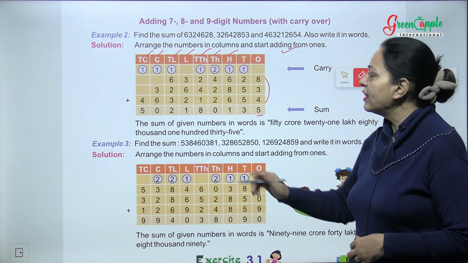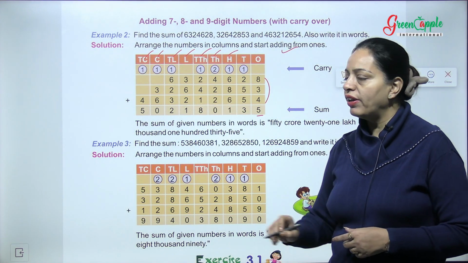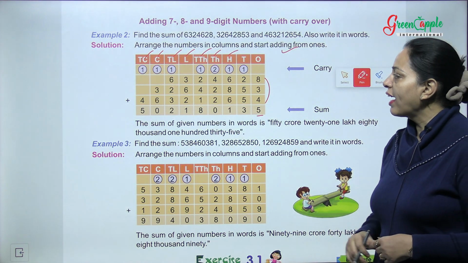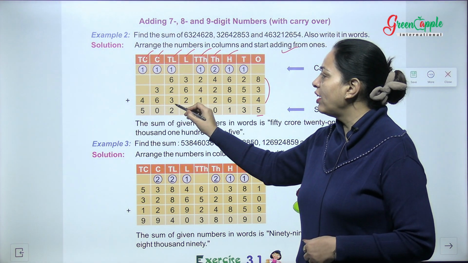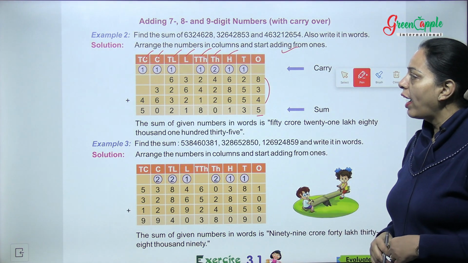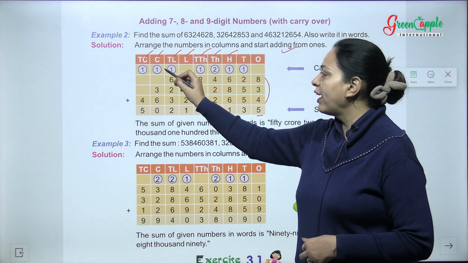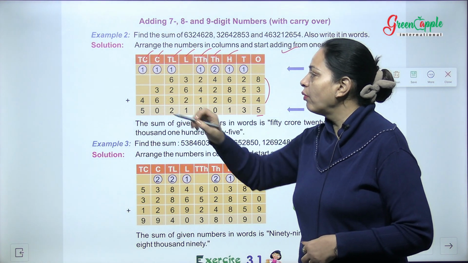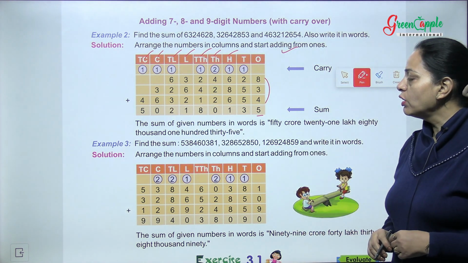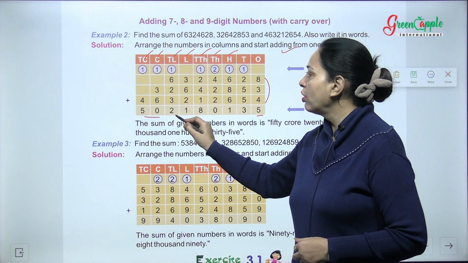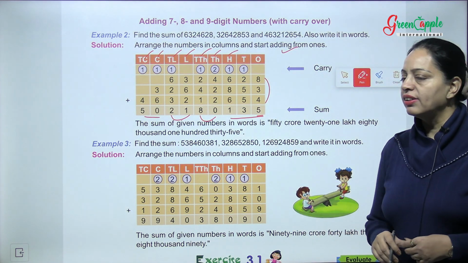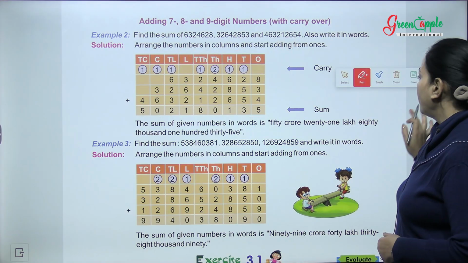Now add the lakh digit: 6, 3, 9 and 2, 11. So 1 here, carry 1 to the 10 lakh. Now add the 10 lakh digit: 6, 2, 8 and 3, 11 and 1, 12. 2 here and carry 1 to the crore. Now add the crore digit: 6, 3, 9 and 1, 10. 0 here and carry 1 to the 10 crore. So 4 and 1, this is 5. So what are we getting? 50 crore, 21 lakh, 80,135. So write it in words.